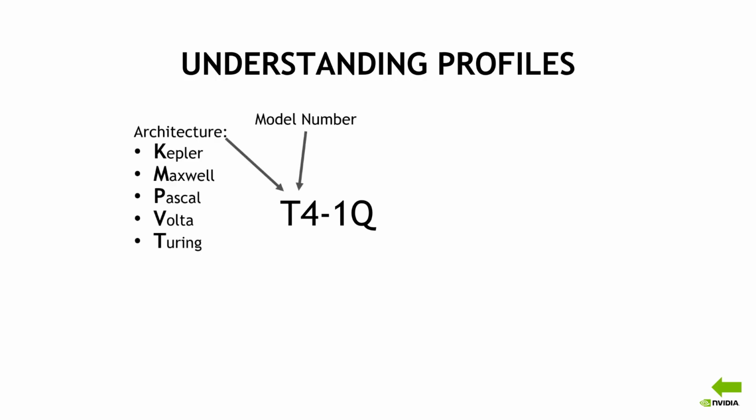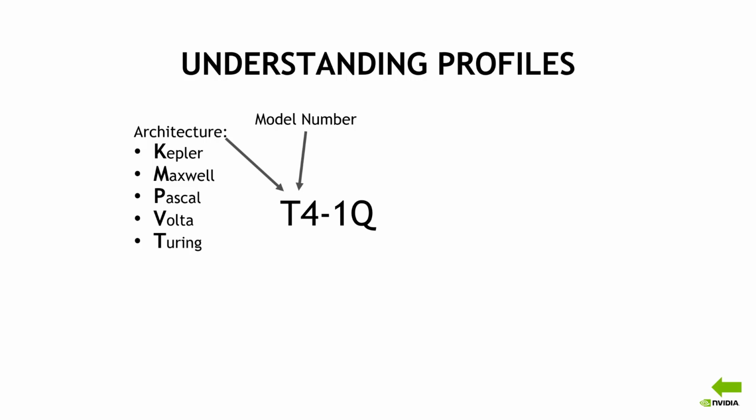So the first thing I want to do is just introduce you to what profiles are, and you'll see these profiles in your hypervisor management tools when you go to allocate a virtual GPU to a user. So here's an example of a standard profile. This one's a T4-1Q profile. T4 is the card, obviously. The architecture, as you can see here, T for Turing. So that's our latest architecture.